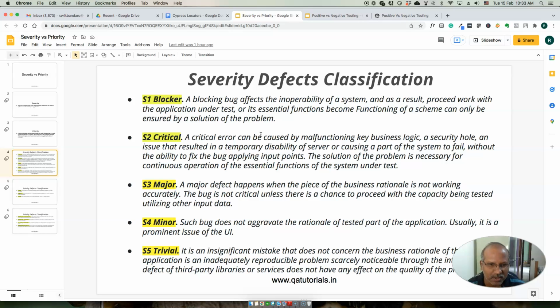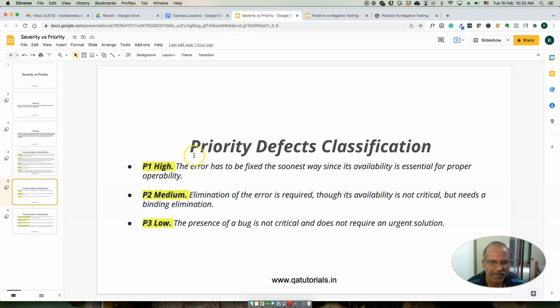We'll look at some examples of how this is useful in real world applications later on. Let us look at the priority. What is the classification of priority? Priority is basically used to define which bug to fix first and which to fix later on. There are only 3 levels in priority: high, medium, low. High means the error has to be fixed at the soonest, since its availability is essential for proper operability. So if you want to use the application, a high priority defect should be fixed quickly.